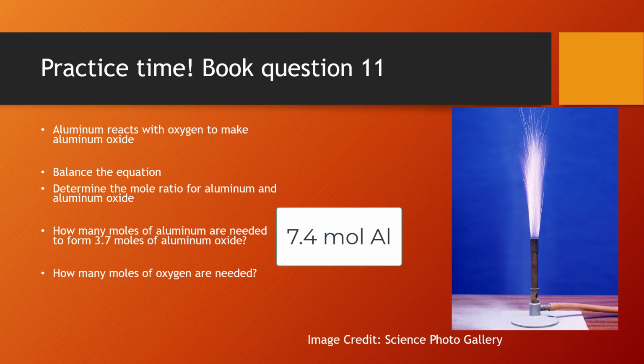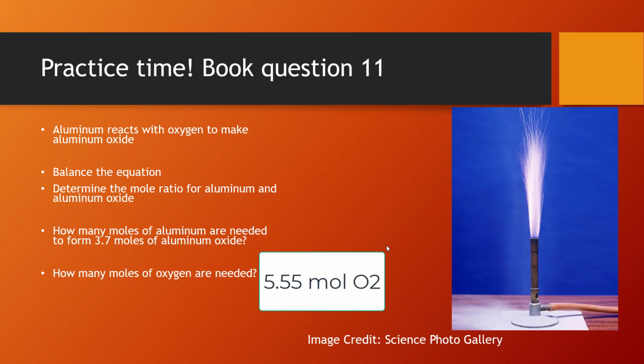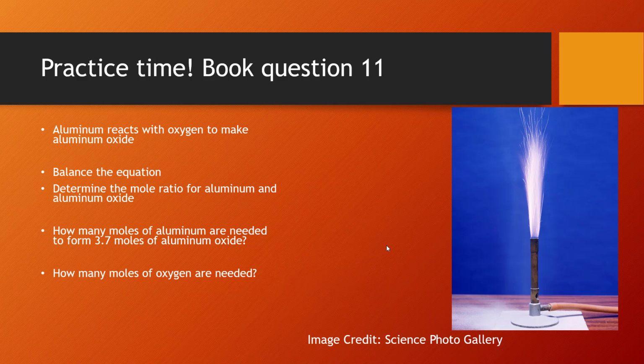So you're going to need 7.4 moles of aluminum. How many moles of oxygen are needed? So take a moment. And if you balance your equation right, you saw there's a 2 to 3 ratio of aluminum oxide to oxygen. Remember, oxygen is O2. And you're going to see 5.55 moles of O2 are needed to balance that out.